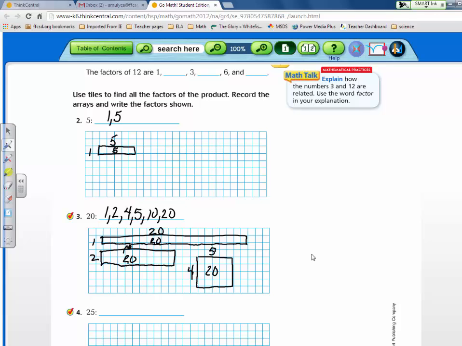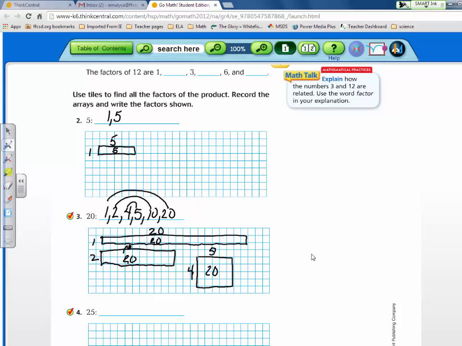And now the other thing we talked about were factor pairs. 1 and 20 are pairs because 1 times 20 is 20. 2 and 10 are factor pairs. 2 times 10 is 20. And 4 and 5 are factor pairs. 4 times 5 is 20.